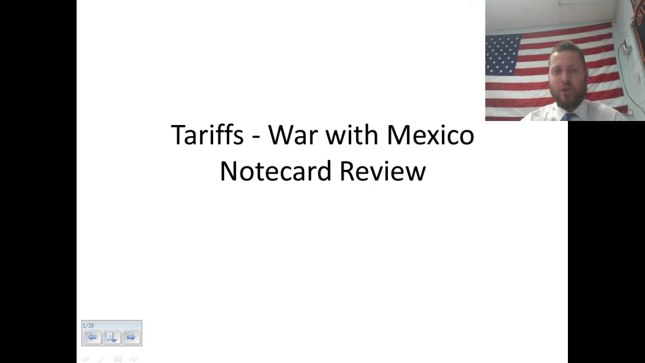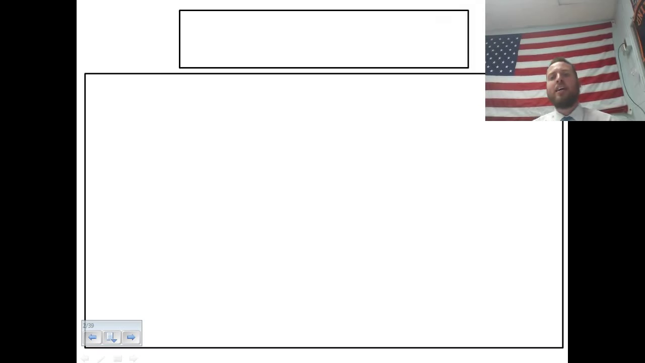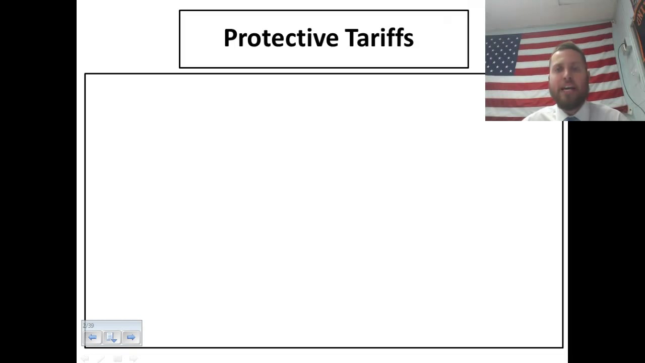Now, this unit is about tariffs, and it goes all the way to the war with Mexico, so let's get going. Please take out your first note card. You ready to do this? Let's do it. One side is going to have the title and the other side is going to have the definition. The title of the first will be protective tariffs. Please write protective tariffs on one side right now.